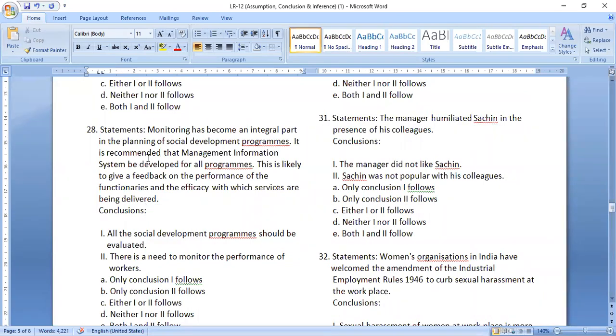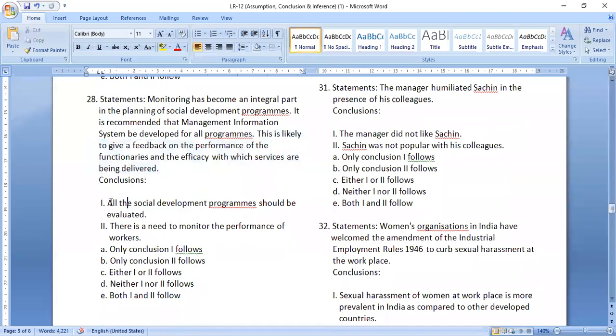Both, sir. Both? I'm not sure. I said B. See, they say that it's become an integral part in the planning of social development, and it is recommended that management information systems be developed for all programs. This is likely to give a feedback on the performance of the functionaries and the efficacy with which services are being delivered. Okay, so all social development programs should be evaluated.